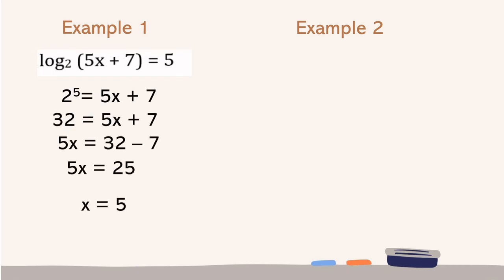Example number 1. Logarithm 5x plus 7 to the base of 2 equals 5. Since it's already a single logarithm, we'll rewrite the equation in exponential form, so it becomes 2 to the power of 5 equals 5x plus 7. Then we'll simplify the equation. 2 to the power of 5 is equal to 32. 32 equals 5x plus 7. 5x equals 32 minus 7. 5x equals 25. Lastly, we divide both sides by 5 to get x. Therefore, x equals 5.